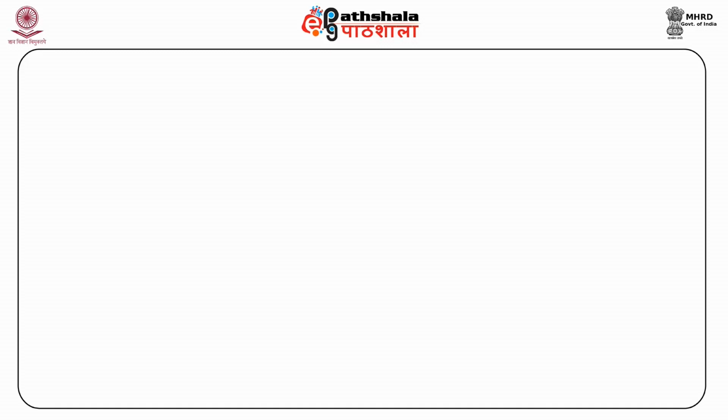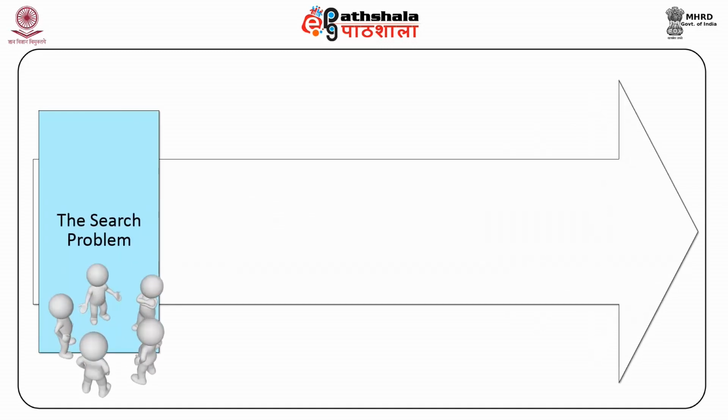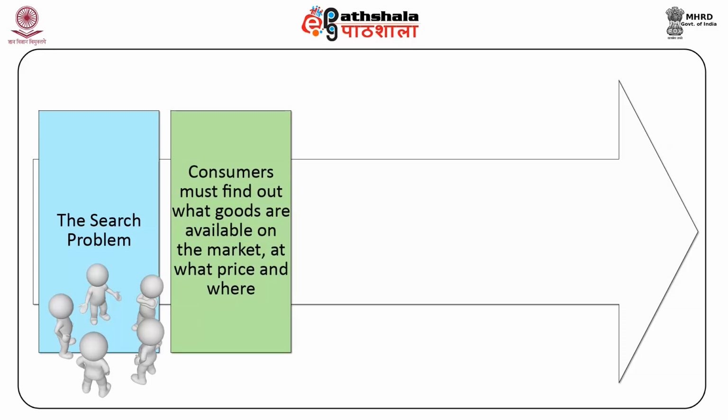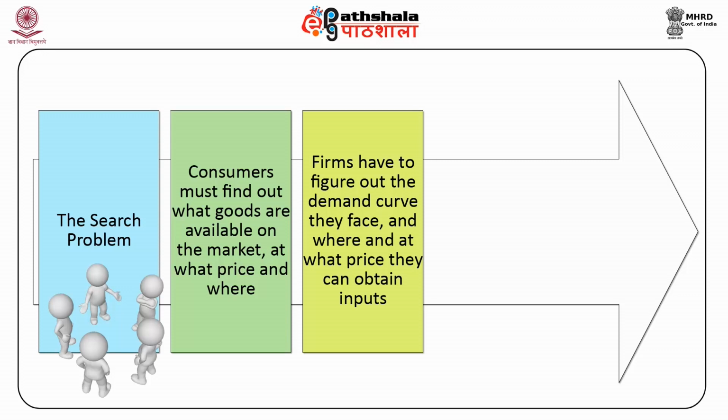Let us now discuss the search problem. A basic information problem is that consumers must find out what goods are available on the market, at what price, and where. Households must learn about job opportunities as well as opportunities for investing their funds. Firms, by the same token, have to figure out the demand curve they face, and where and at what price they can obtain inputs. Both sides of the market need to find out about their opportunity sets.